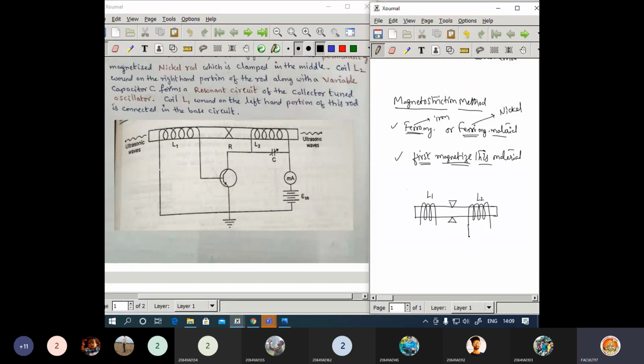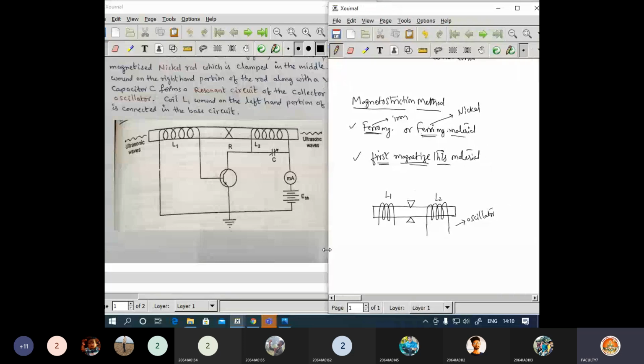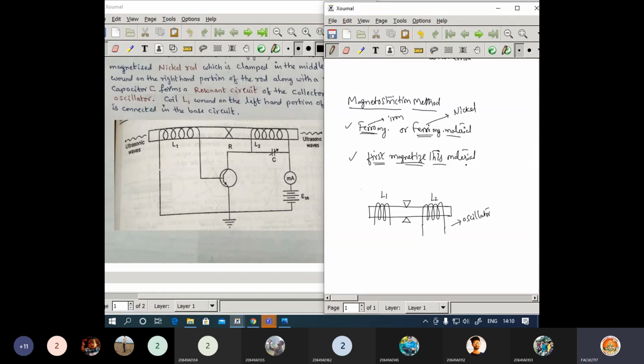Thereafter we are going to construct an oscillator. What is the purpose of this oscillator? It is going to generate alternating voltages or alternating currents with a variable frequency. What is the meaning here?